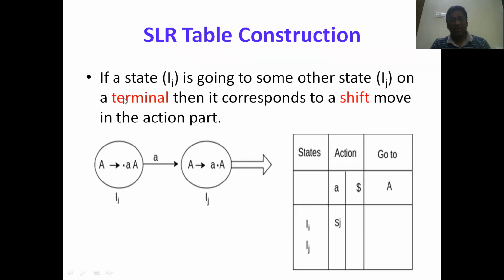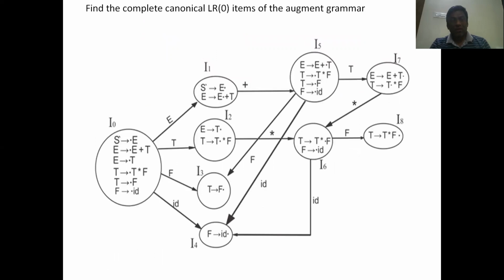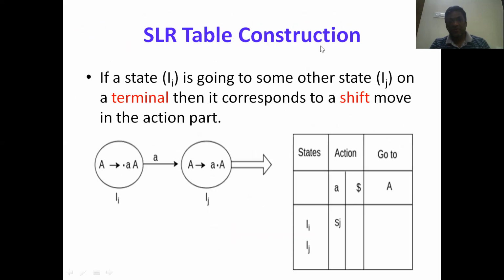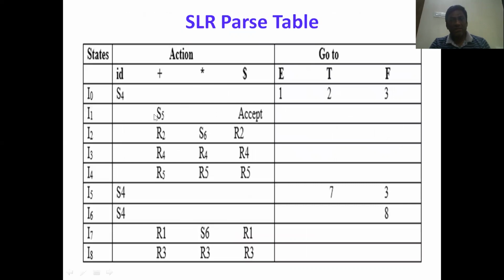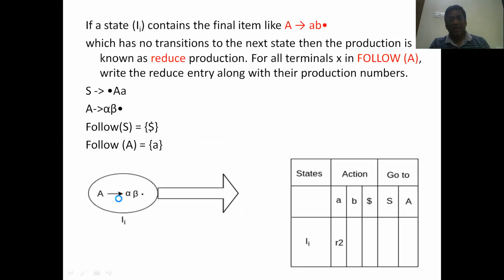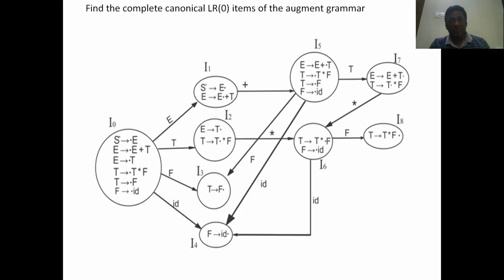Similarly, any other terminal? Yes, I1 on plus, plus is a terminal. I1 on plus is shift 5. So like that, you fill all the shift operations by looking at the terminal transitions. Similarly, I will show the reduce operation also. Reduce operation is when you have nothing after the dot.